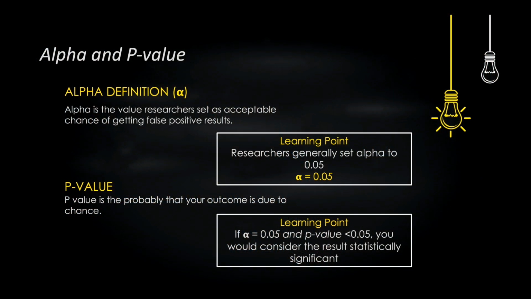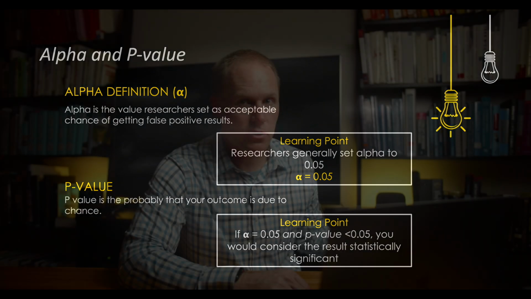Now, the other thing that you see a lot of time in healthcare research is the p-value. The p-value is the probability after the research was done, the statistical analysis is completed, that the result was due to chance. So if researchers set the alpha at 0.05 and the p-value is under that number, then they generally agree that the result was statistically significant.